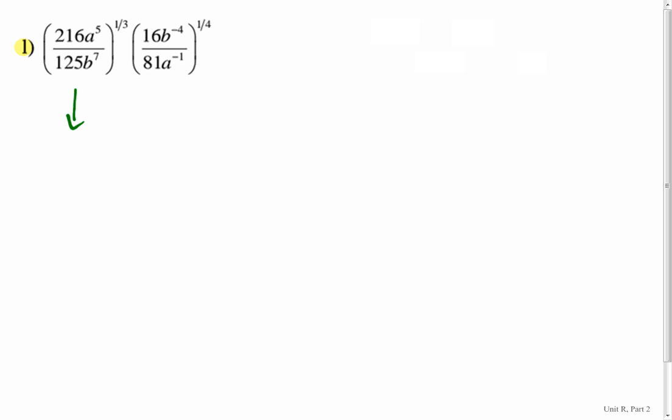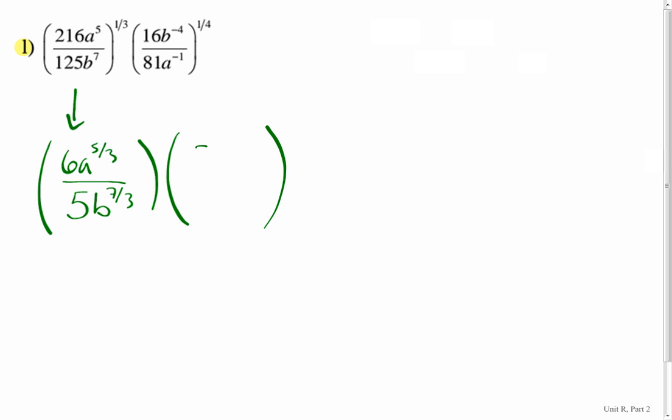This we can go through and rewrite as, you're going to get 6a to the 5/3. And I've got 5b to the 7/3. And that's going to be times the 4th root of 16, which is 2. So it's going to be b to the -1, because again, remember, so long as you're not adding on the inside, everybody's going to get some of this.